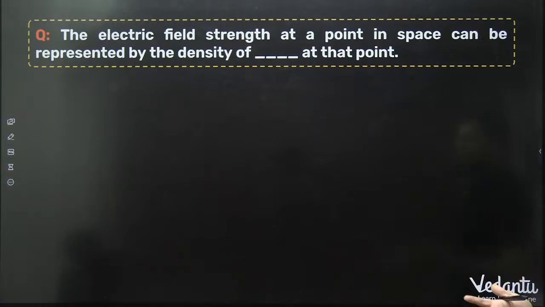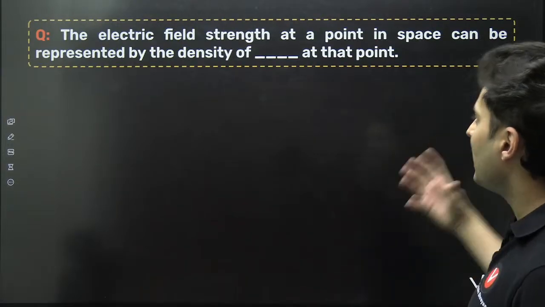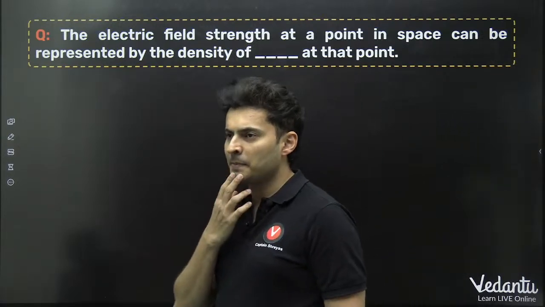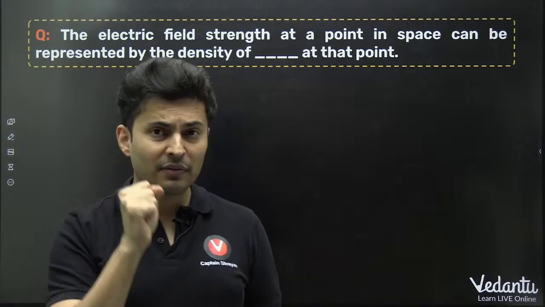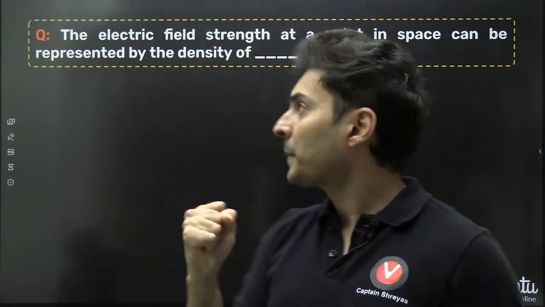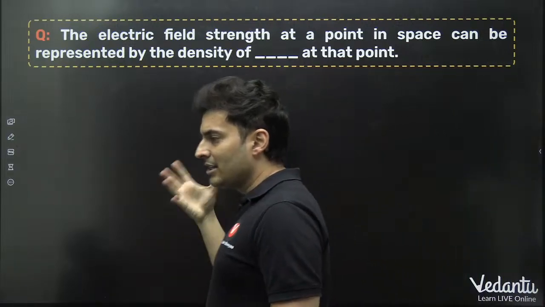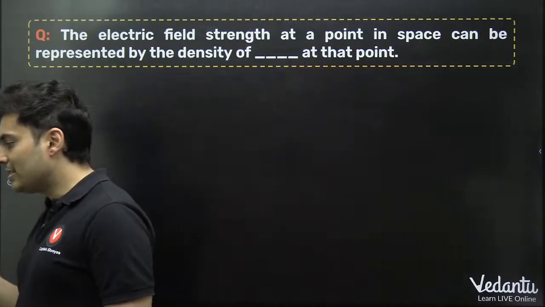The electric field at a point in space can be represented by the density of dash at the point. Whose density? Think. The electric field strength at a point anywhere is represented by the density of whom?